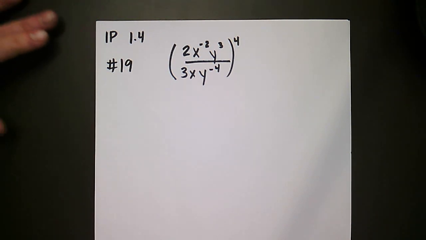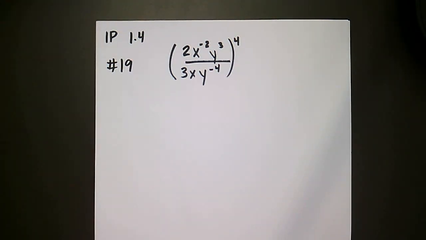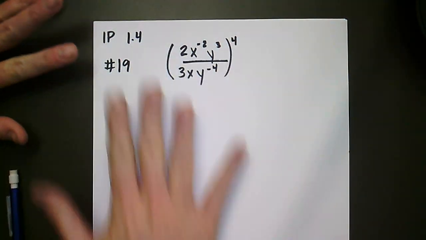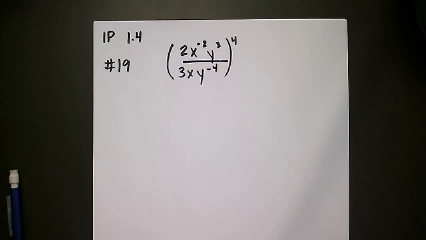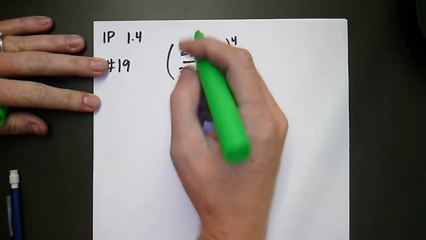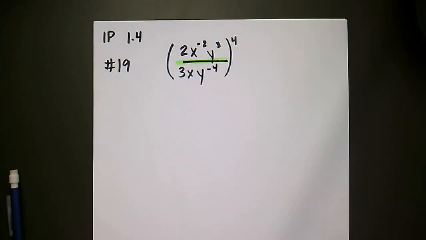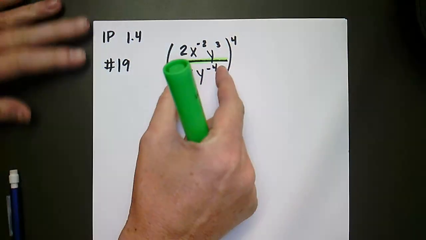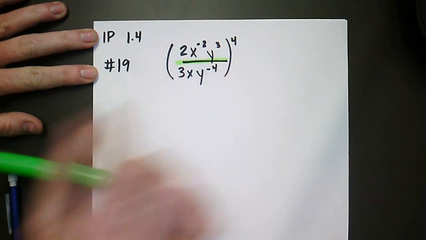Okay, we are looking at IP14. This is problem 19. So we are applying our properties of exponents to kind of a lot of pieces, right? We've got a fraction bar here, which means we've got a division problem, separating this monomial on top, or that chunk of multiplication, from that monomial down the bottom.